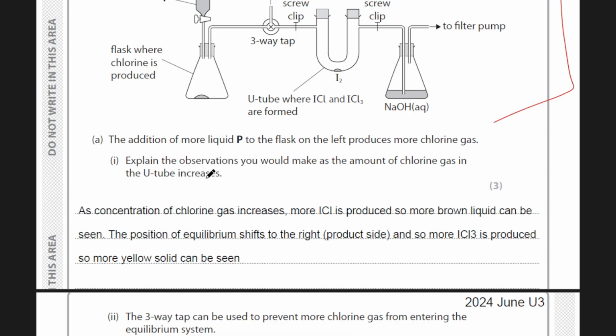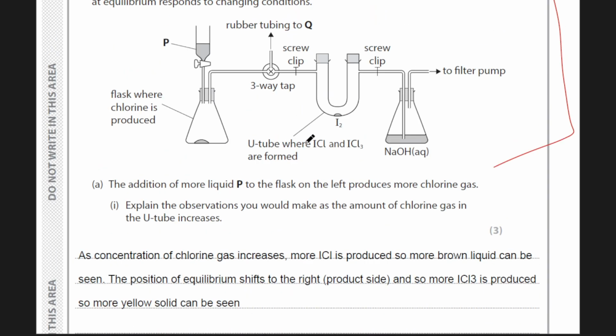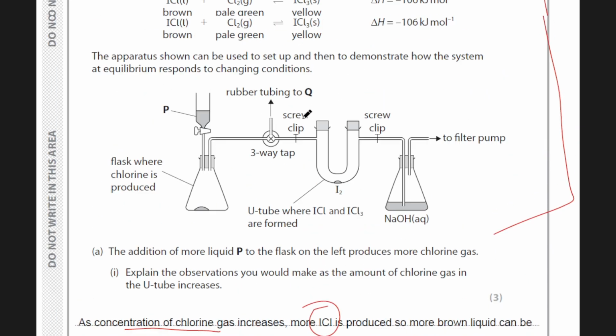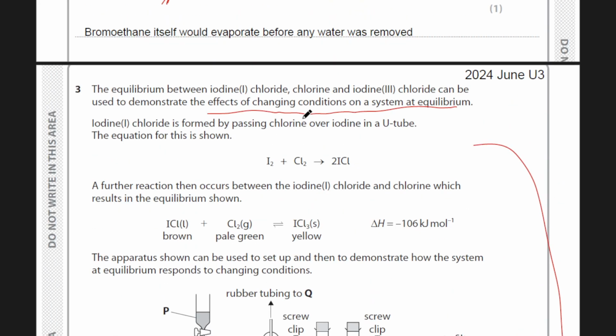So what's going to happen here? First of all, in the U tube, as the amount of chlorine gas increases, basically as the concentration increases, what's going to happen? More ICl is going to get produced, considering chlorine's concentration increases. And we know ICl is brown in color, right? Since the ICl is brown in color, we clearly see from here.